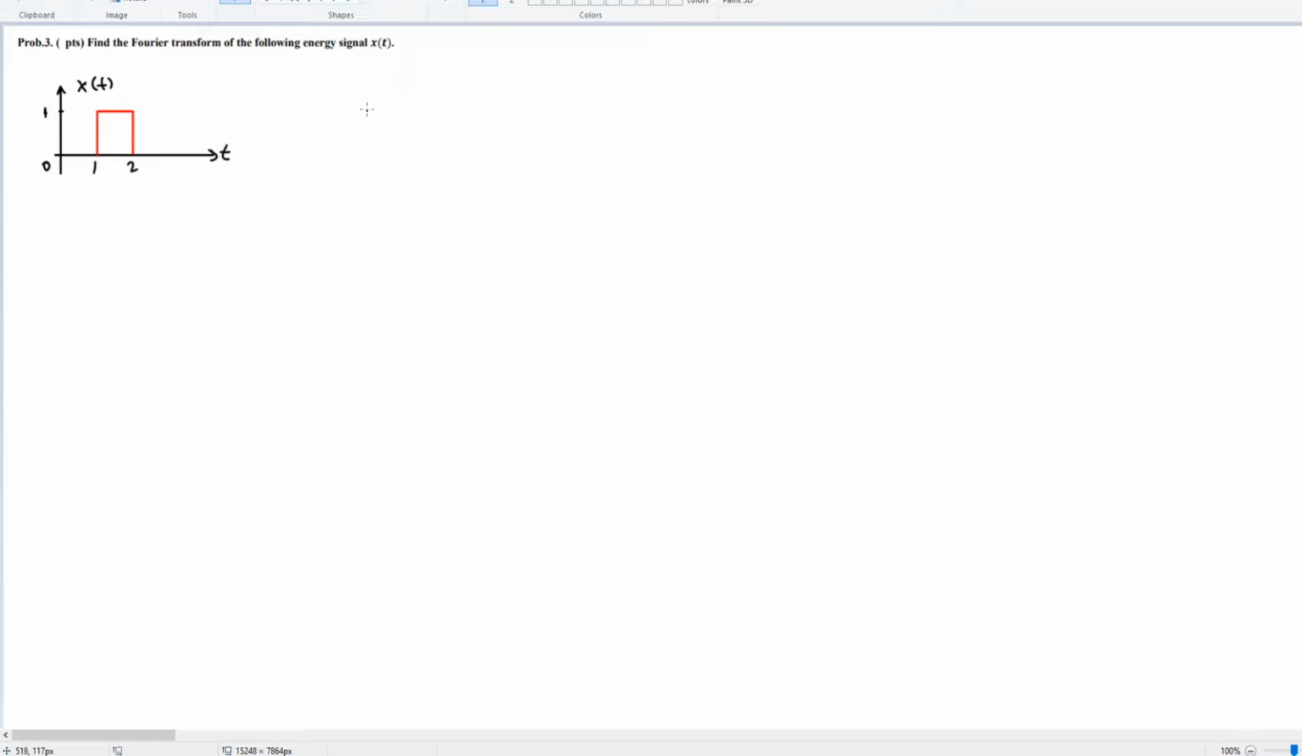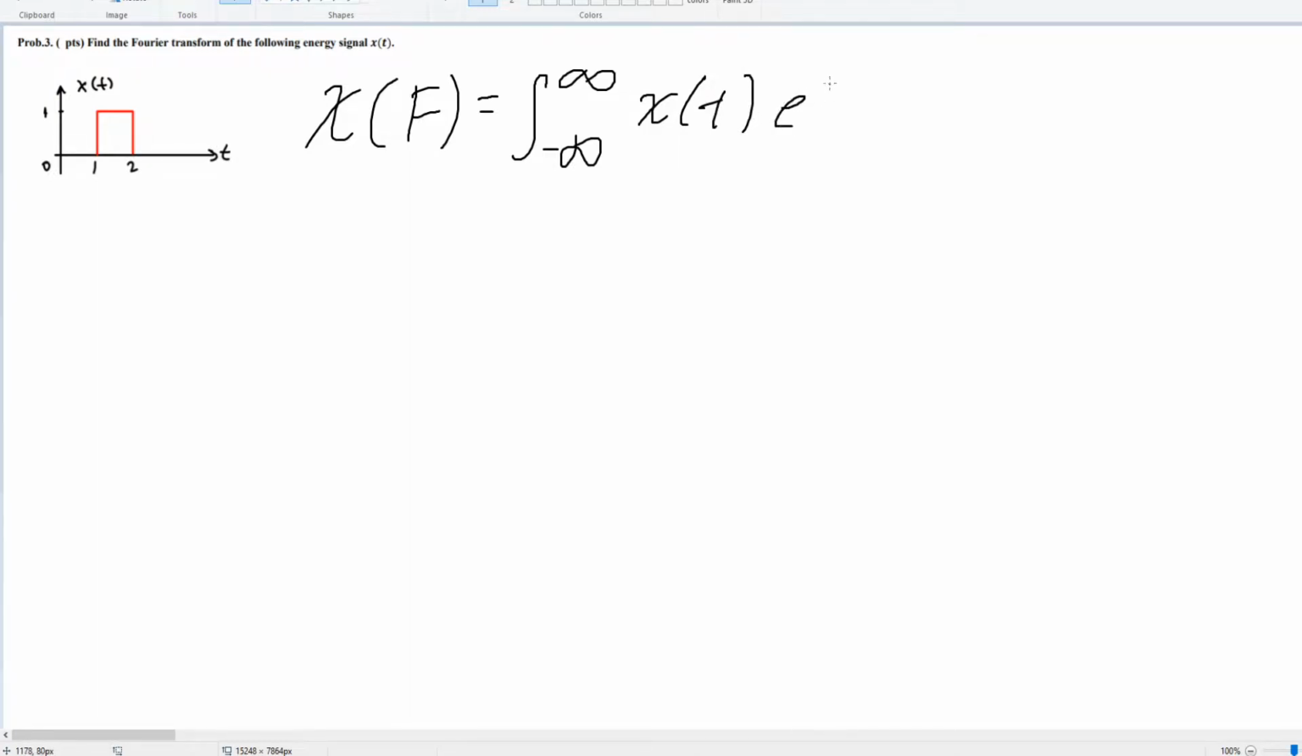So let me just show you guys how to do the general equation for this. It's the integral from negative infinity to infinity of x(t) times e to the negative j 2 pi ft dt. It's really not too hard of a problem. So this is a general equation for this type of problem.